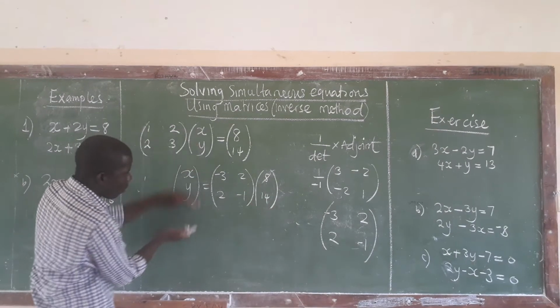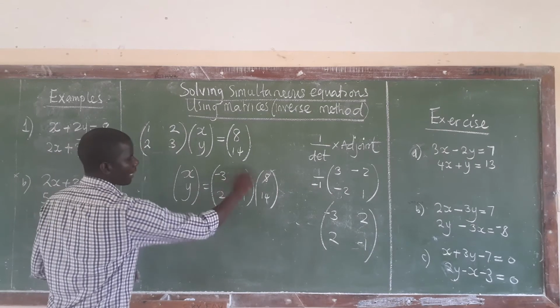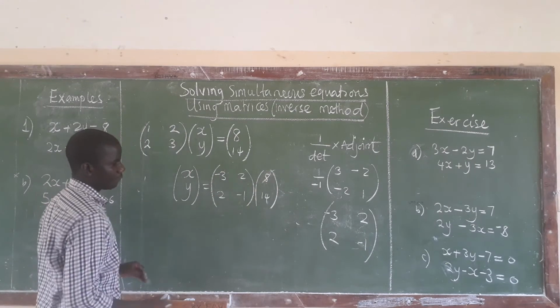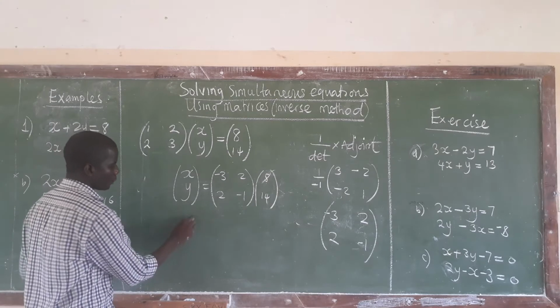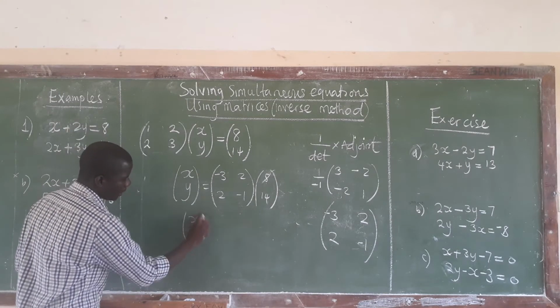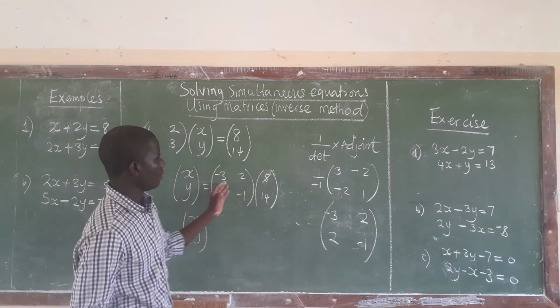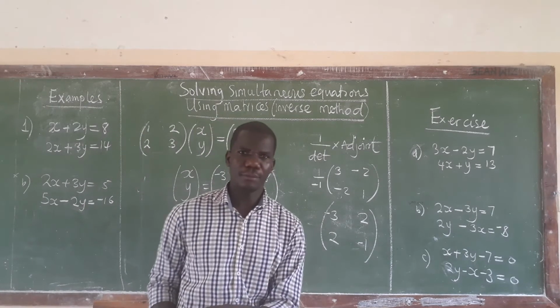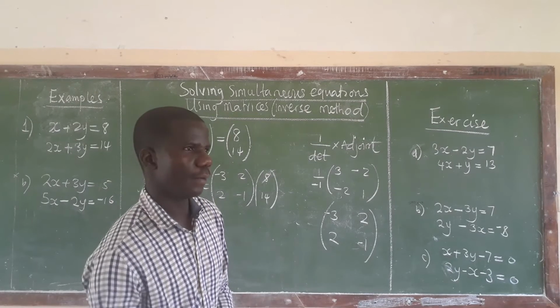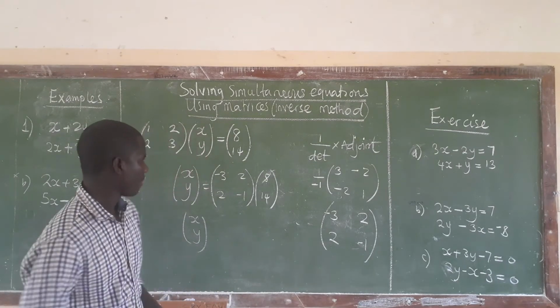So we go on and on now. We work out this part, we multiply this part, we multiply this part until we get the final answer. So we multiply these two matrices. How do we multiply matrices? Row by column, row by column. That is how we multiply matrices. I hope you're paying attention and you're following.